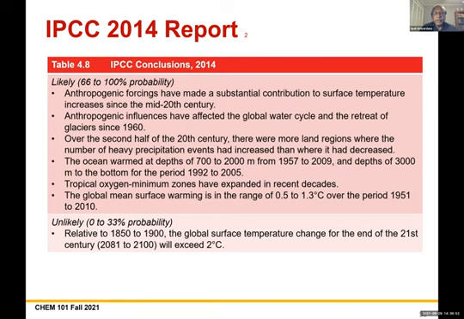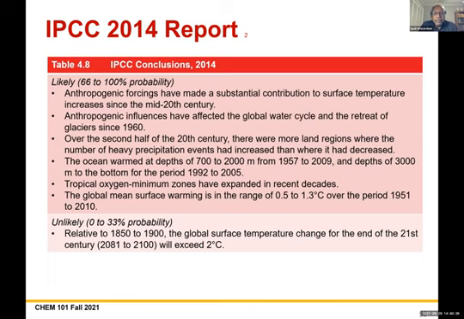The ocean warmed at the depth of 700 to 200, the upper layer, between 1957 and 2009. Even below, the bottom ocean layer, between 1992 to 2005, recently. Tropical oxygen minimum has been detected and it is expanding. In tropical regions, oxygen levels are going down.